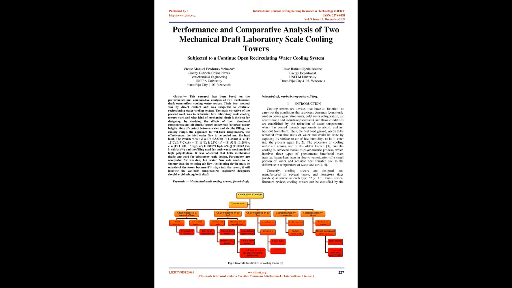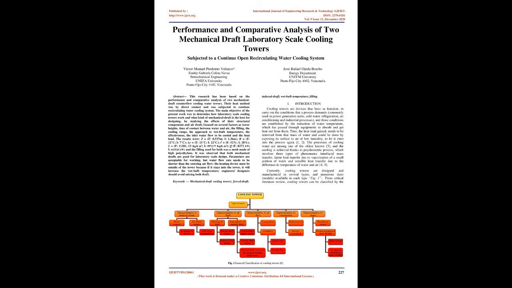It was observed that both mechanical drafts are good for laboratory scale design. Parameters are acceptable for working, but water flow rate needs to be lower than the entering airflow. The heating device must be outside of the tower because if it stays in the tower, it will increase the wet bulb temperature. Engineers and designers should avoid mixing both drafts.